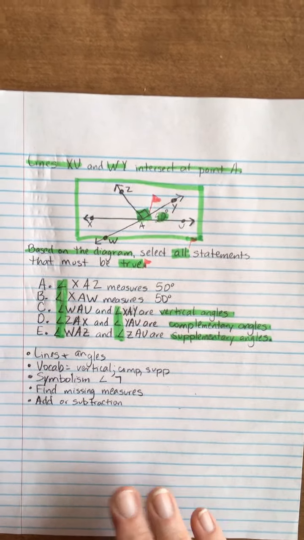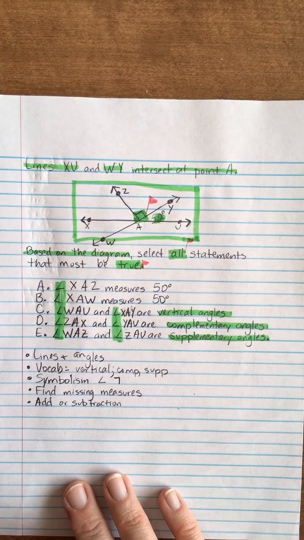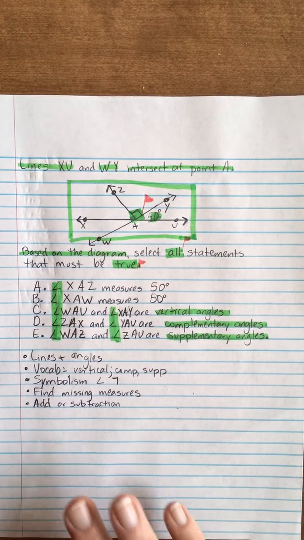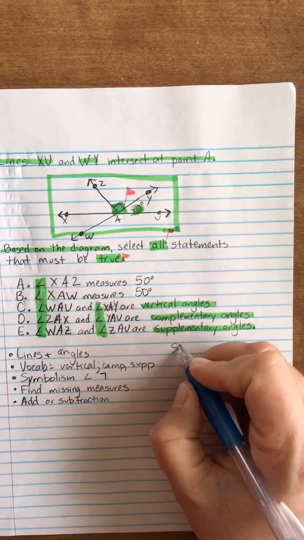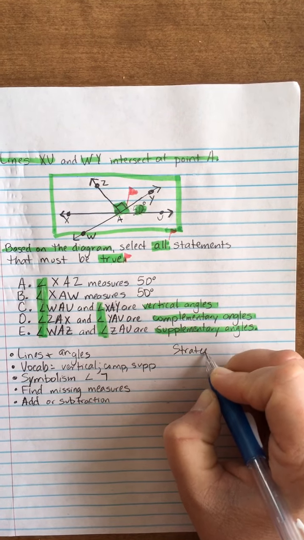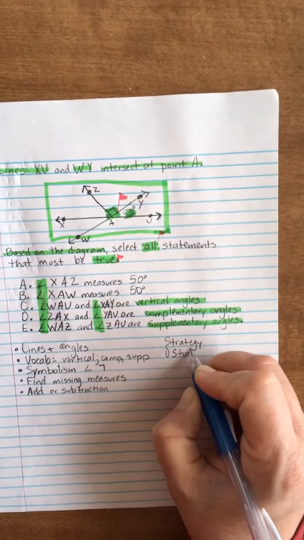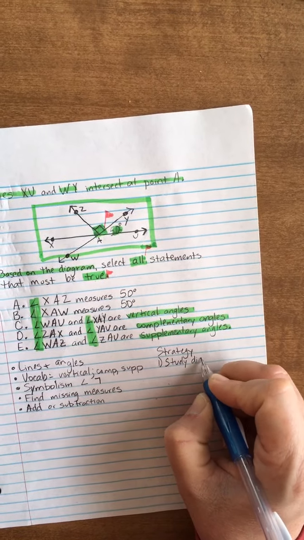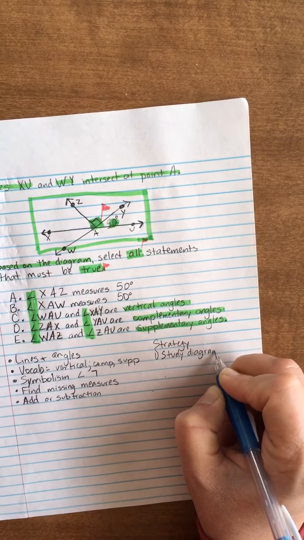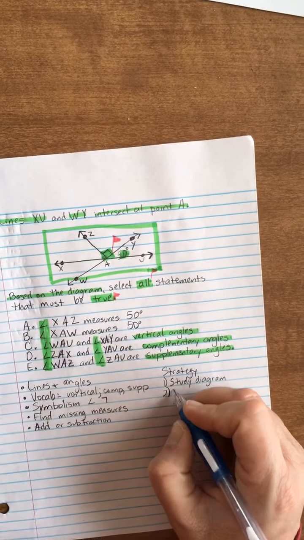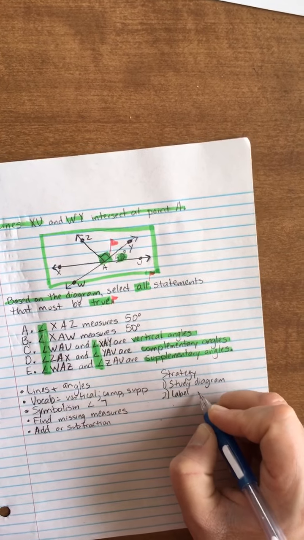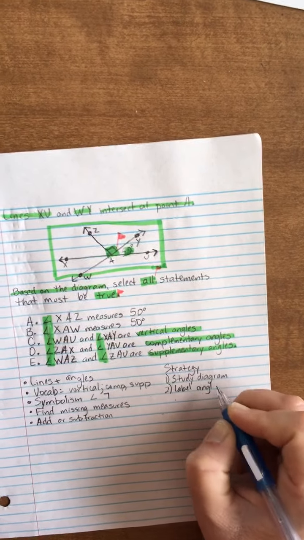All right. Now from here, let's see what we really need to do. What sort of strategy are we going to look at today? The first thing that I would do is to study the diagram. Okay, that's the first thing that I would do. The next thing that I would do would be to label any angles that I can.